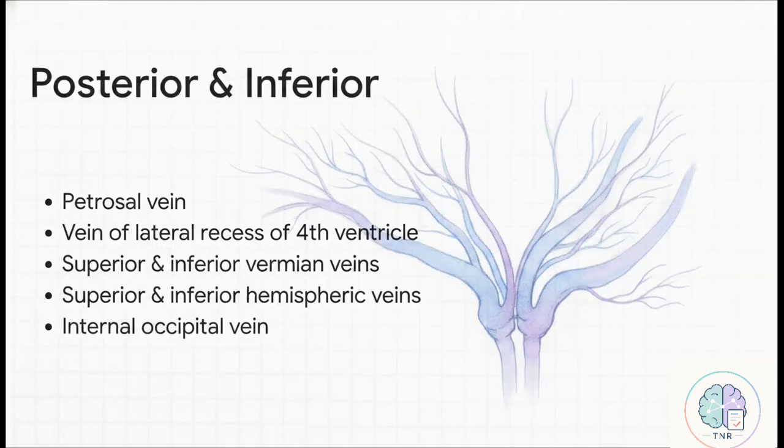To complete our map, let's look at the posterior and inferior veins. We've got the petrosal vein and the very delicate vein of the lateral recess of the fourth ventricle. Draining the cerebellum itself are the superior and inferior vermian veins, and they're flanked by the superior and inferior hemispheric veins. And all of this intricate, delicate drainage ultimately funnels into the heavy hitters, the transverse, straight, and superior petrosal sinuses. Those confidently converge at the back of the skull at the torcular Herophili, right alongside the internal occipital vein.